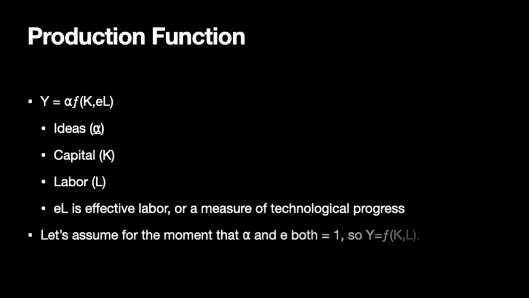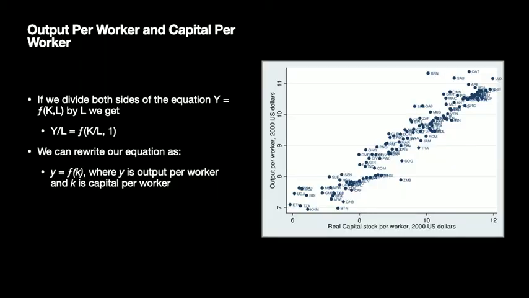So we're going to assume for the moment that both alpha and E are equal to 1, so our production function is just Y, GDP, is equal to some function of capital and labor. And if we divide both sides of that equation by L, we get Y divided by L equals some function of capital over labor. So we can write this equation as output per worker is equal to some function of capital per worker.